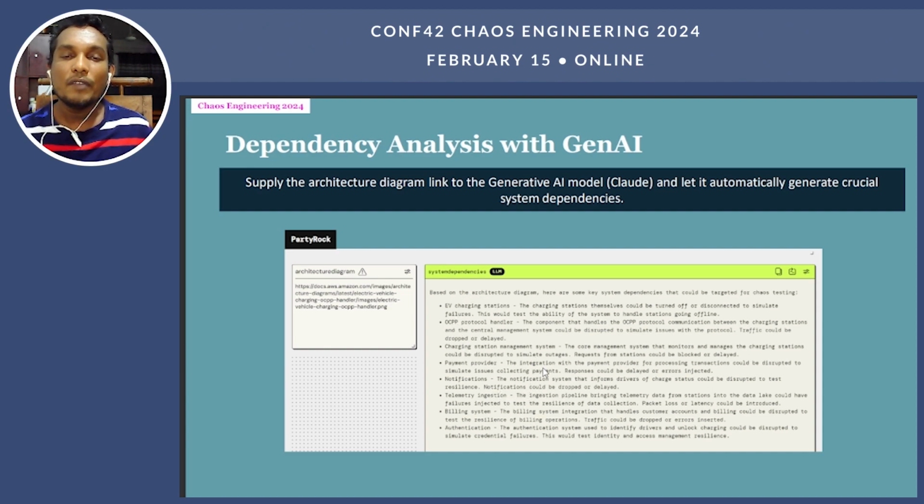So this is good. Without someone from the team or the SME looking at this, generative AI, just by looking at the architecture diagram, is able to derive this. What you have to understand is this is not just image reading. It reads the image, then understands those components using the massive amount of learning or data it has, and makes a story which makes sense. That is the beauty of large language models. So here it's able to easily come up with the dependency list.